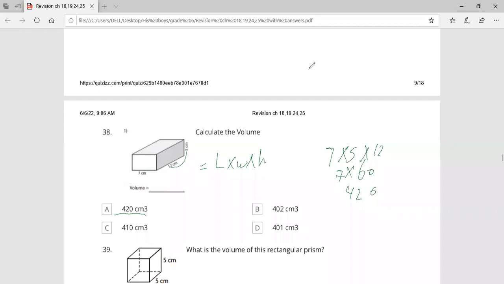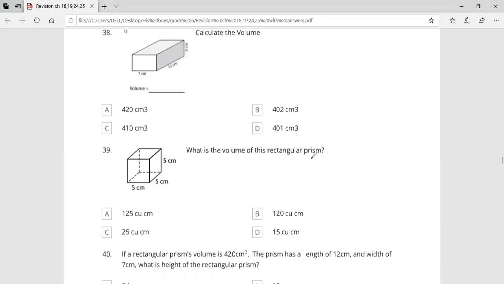Again, what is the volume? We have a rectangular prism or a cube. What is the meaning of cube? A cube has the same sides, meaning 5, 5, 5. So L multiplied by W multiplied by H. L is 5, W is 5, H also is 5. Just multiply: 125 centimeters cubed, like this. Centimeters cubed. Okay. The next one.